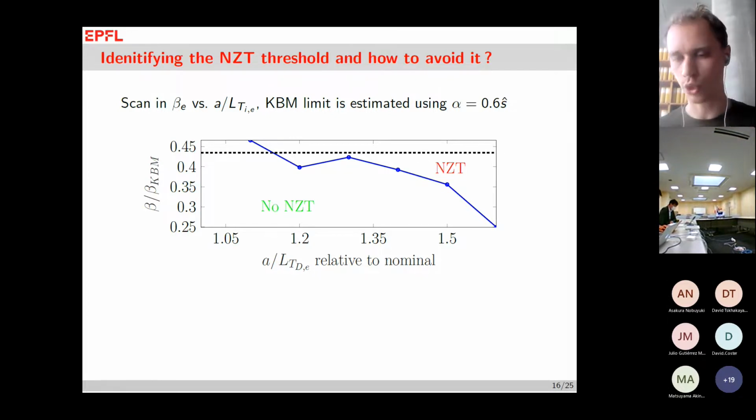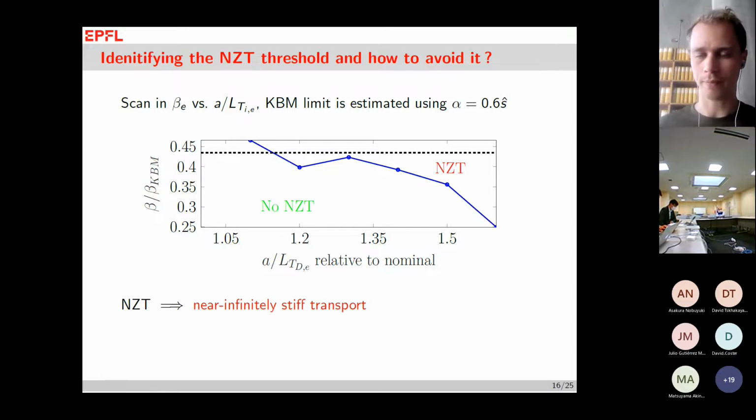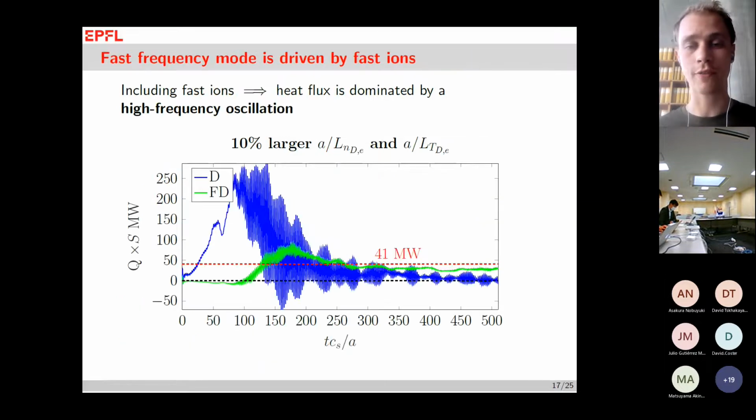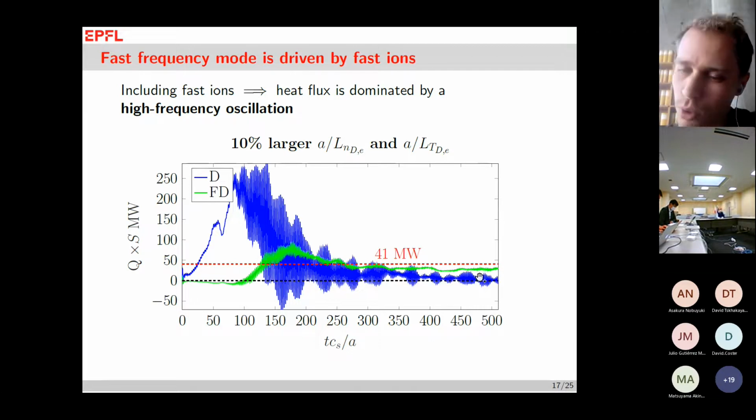So far, all the results I've shown you have been only for two species. As I showed you in the linear simulations, we also have to include impurities and, most importantly, fast ions. However, if we include fast ions, we get yet another feature, which is a very strong oscillation. Here again, I'm showing the time trace of the heat flux, for the main ions in blue and the fast ions in green. As you can see, when we include fast ions, we get a very strong oscillation and also a suppression of the heat flux coming from the main species. Instead, most of the heat flux is coming from the fast species, as you can see here.